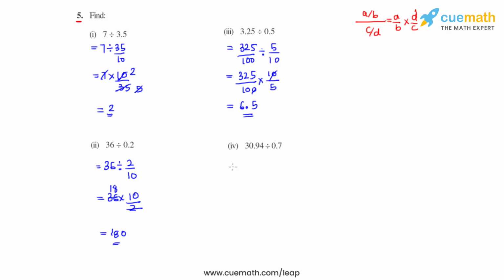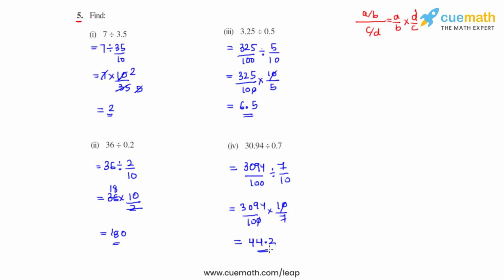Coming to the fourth bit, we have 30.94 divided by 0.7. So it can be written as 3094 divided by 100. This is to be divided by 7 by 10. So we can write it as 3094 divided by 100 multiplied with the reciprocal of 7 by 10, which is 10 by 7. 0 and 0 get cancelled. 3094 on division by 7 gives us 442, which on division by 10 gives us the final answer as 44.2.